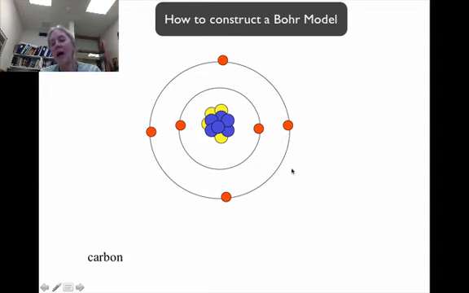So if I asked you how many valence electrons are in carbon, you would just count up how many are in this shell. 1, 2, 3, 4. 4 valence electrons in this shell. Valence electrons. 6 electrons altogether, 4 valence electrons.